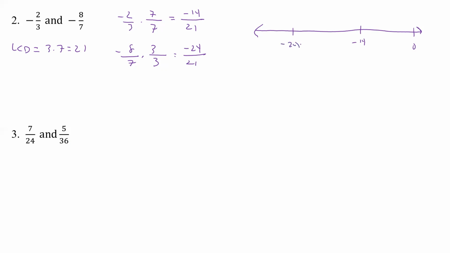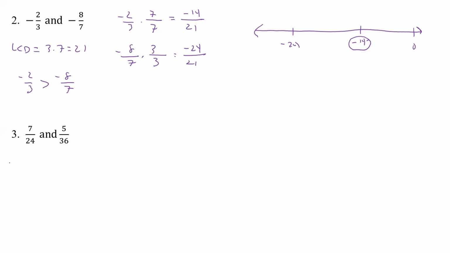that's negative 24. Now the side over here is larger than the side over here because it's more positive. And so which one is the one with negative 14? That's the negative 2/3. So we're going to say negative 2/3 is greater than negative 8/7. Okay. And again, we're just using the number line. This time we didn't use the fraction part. We just looked at the numerator part. And we said that negative 2/3 was greater than negative 8/7.